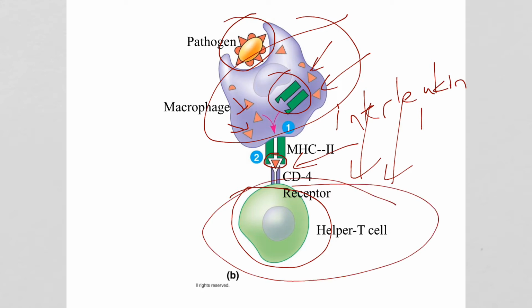I compare these helper T cells to Paul Revere. They're sending out the message not that the British are coming, but that the germs are already here. And here's what they look like. Go get them.